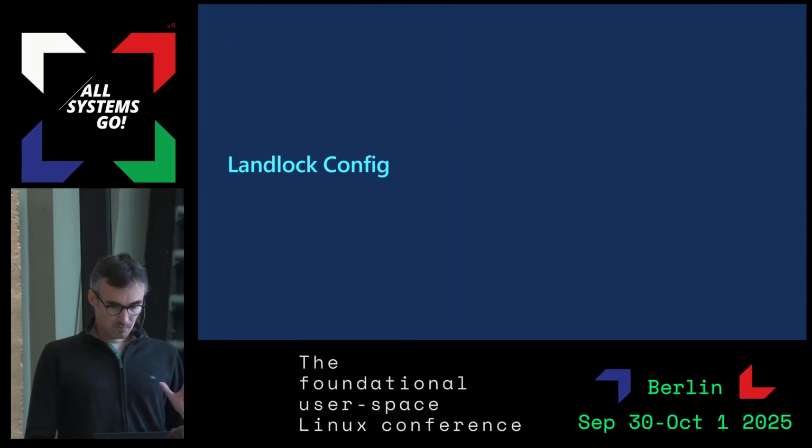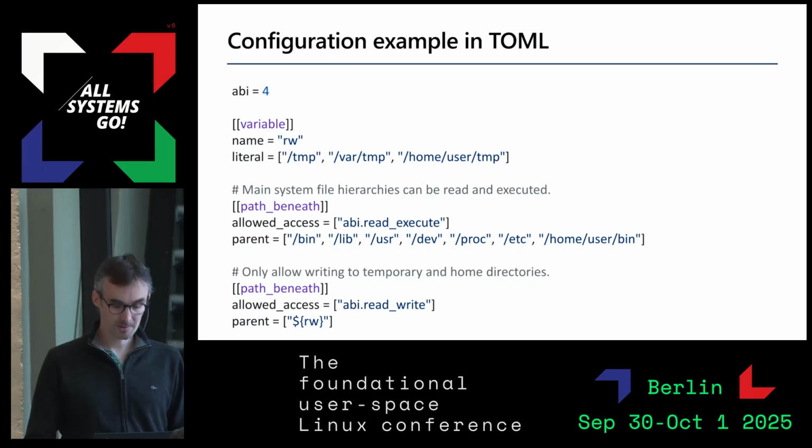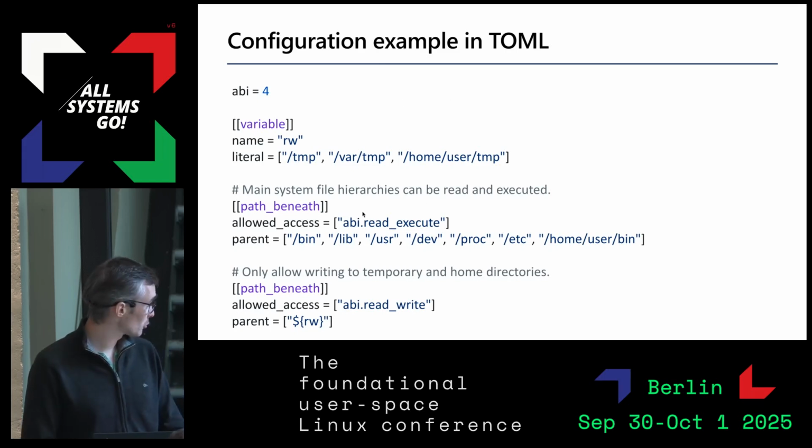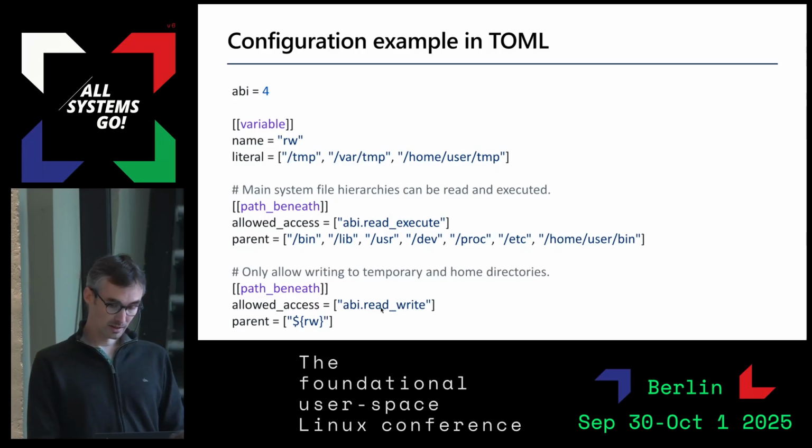So Landlock config, here's a simple example of a configuration file. That's TOML syntax, so it should be easy to read. This one showcases a few features. You can have a simpler one, of course. The first part here is only useful if you want to use access groups. I define access groups in this case with, for instance, the ABI read execute access right and the ABI read write right.